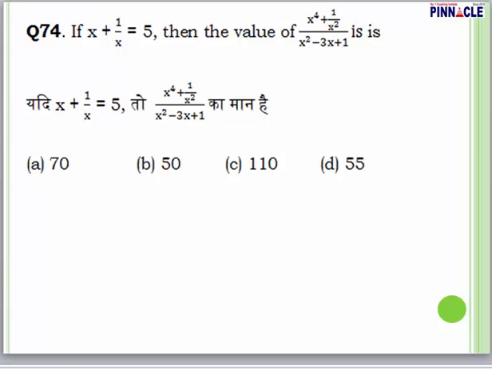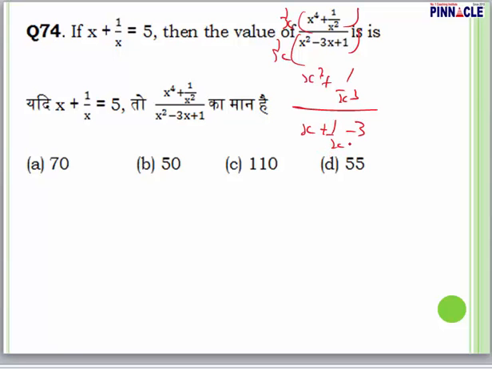Now in this question, see this x^4 plus 1 by x. It means if I divide both sides by x, then it will become x^3 and 1 by x^3, because I have multiplied it by 1 by x, and also you multiply the denominator by 1 by x, then we will have x minus and 1 by x minus 3.